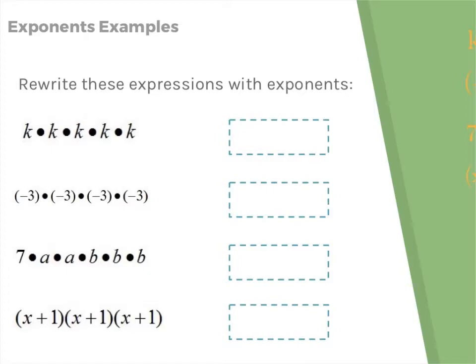So the first one I've got k times k times k times k times k. So you can see I have repeated multiplication going on. So I'm going to simplify that using exponents. And since I have 5 k's, that's going to be k to the 5th power.